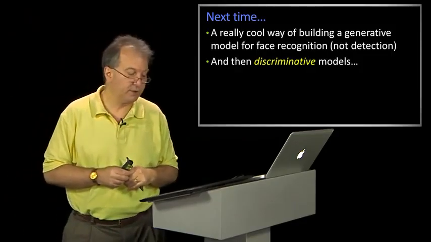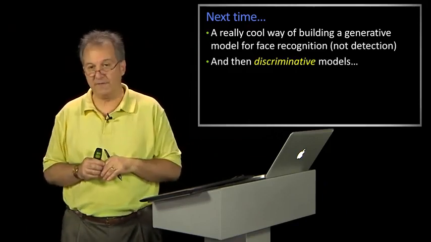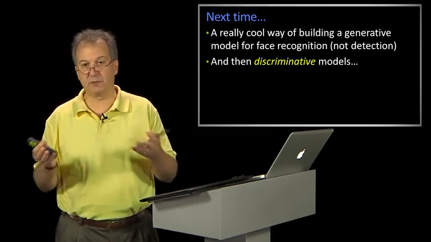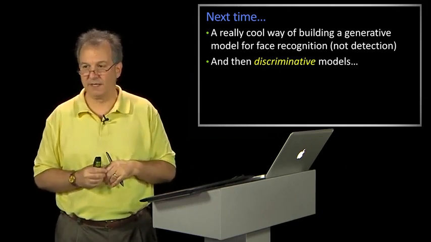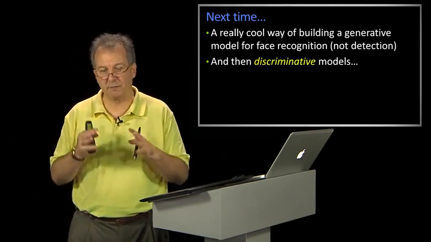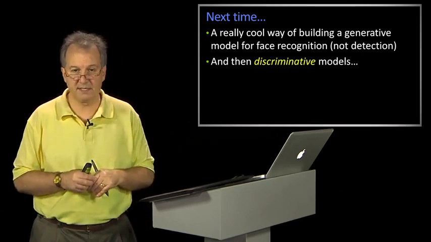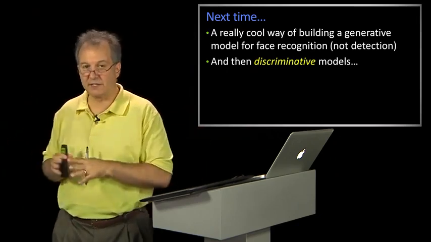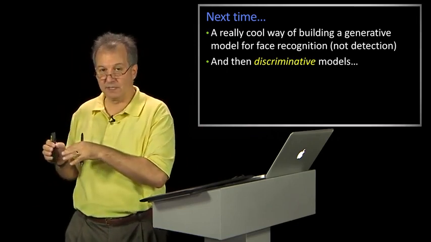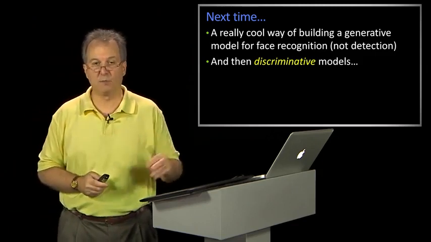So next time, we're not going to give up on generative models yet. We're going to show you a really cool way of building a low-dimensional generative model called principal component analysis. It became popular when done for face recognition, and that's a form of a generative model, but most important, you'll just learn about principal components, which is used a lot in computer vision for all sorts of things. And after we do that, we're going to move to this other set of methods which are discriminative, where instead of modeling the categories themselves, we learn about the boundaries between the categories. And that we'll continue to do as we talk more about recognition.